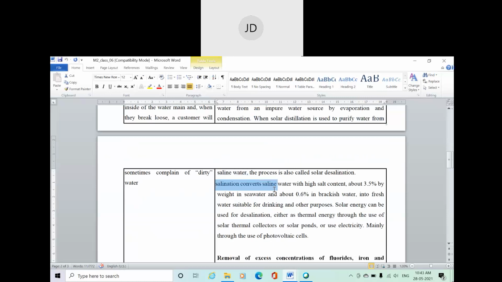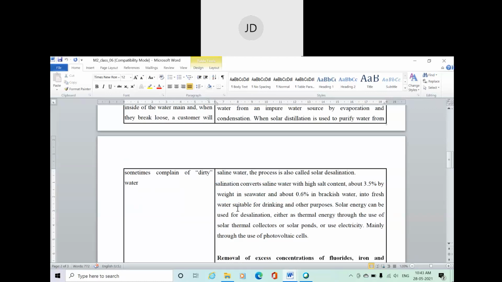If you use completely seawater, which mainly contains salt, right? So about 3.5% by weight of the salt content can be removed. Okay, from seawater the salt content can be removed by 3.5%.